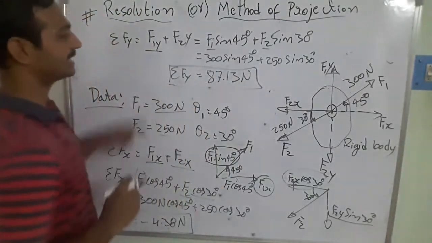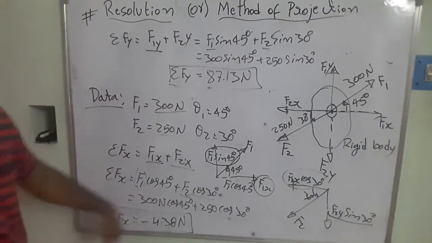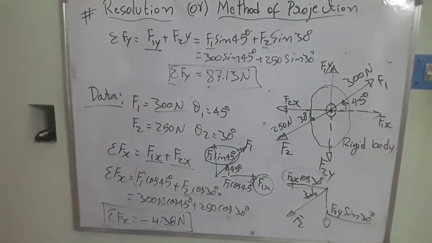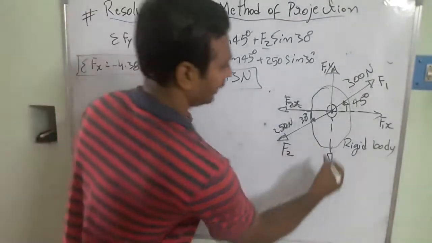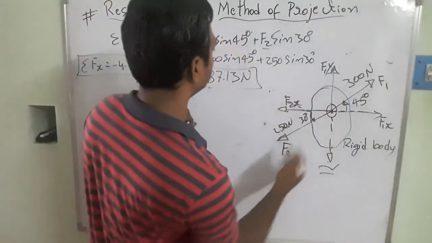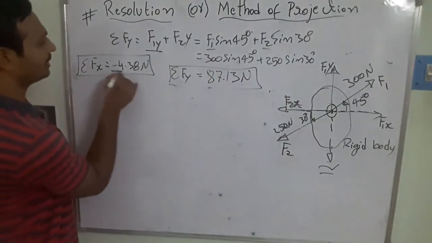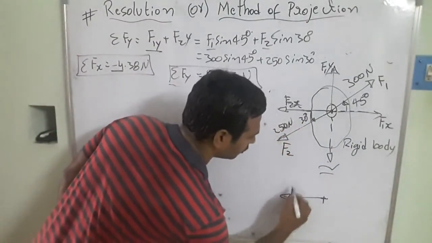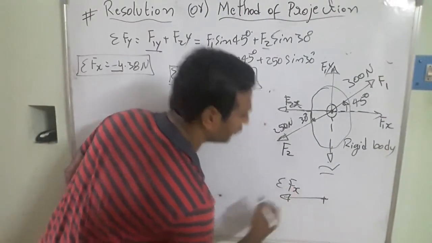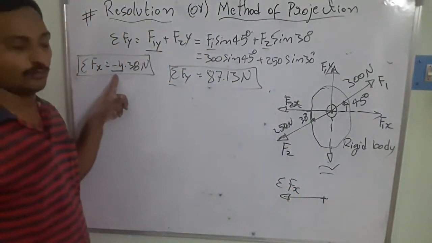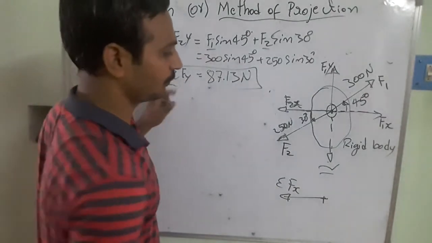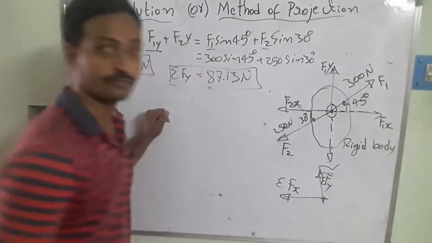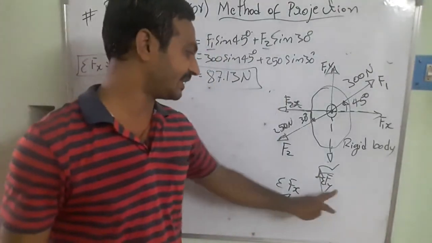So once we got sigma Fy and sigma Fx, I am going to simplify the total equation. This force I am going to take here: Fx is negative, it reflects from this origin, and I show this as the summation of the forces Fx, because we got the negative value. Similarly, Fy we got the positive value, so I show that vertically, the summation of Fy. So these two forces, Fx and Fy.